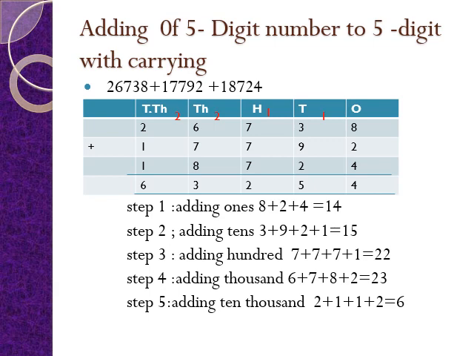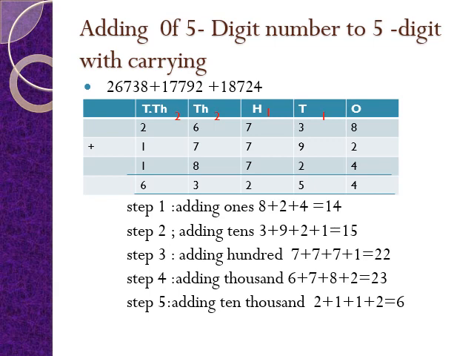We have to add it, we will get 14. So 4, carried 1 to the 10s place. So in the 10s place we have 3 plus 9 plus 2 plus 1, that is 15. 5, carried 1 to the 100s place. So in the 100s place we have 7 plus 7 plus 7 plus 1, that is 22. 2, carried 2 to the 1000s place.